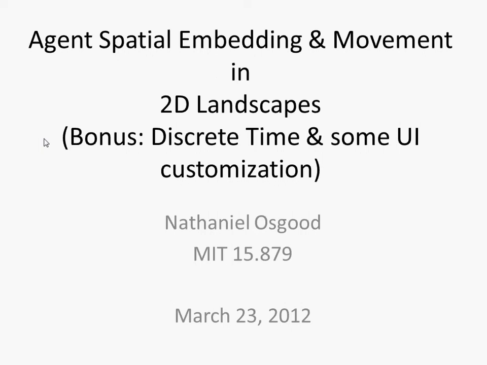Today we're going to be looking at another type of situation of agents, another context in which agents live, and that is 2D landscapes, 2D space that most commonly represents geographical space, but can be extended to represent other forms of embedding. For example, irregular spaces associated with facilities.